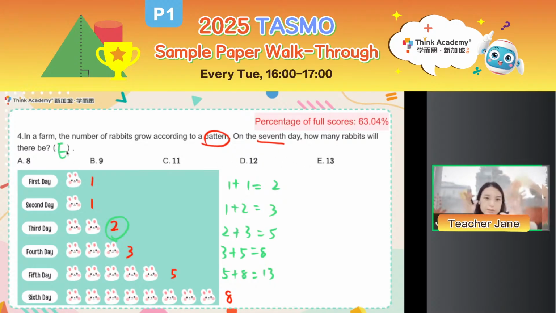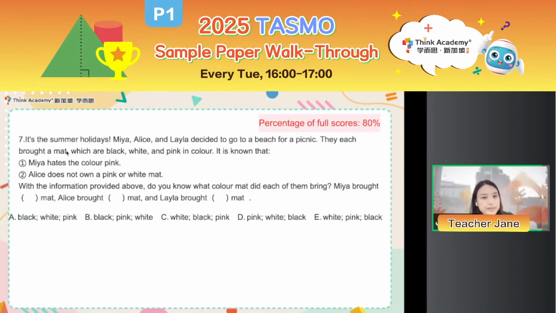Okay, so just remember that there are different kinds of number patterns. So what you need to do is firstly label the number and see how the numbers are changing. Then you will notice the pattern. Okay, then this time, everyone, let's move on to question 7.